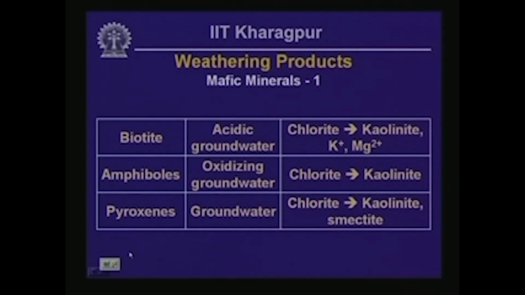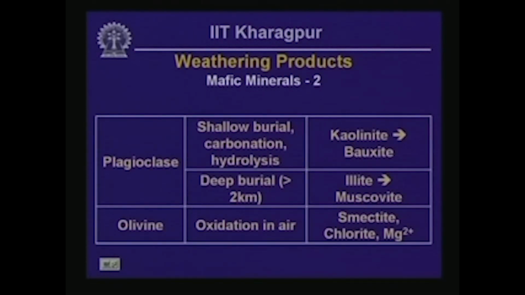Biotite mica can end up being chlorite mineral, and chlorites can in turn get weathered and lead to the development of kaolinite clay and release of potassium and magnesium ions. Then we could look at the weathering of amphibole mineral. In this case, the weathering products are again chlorite and kaolinite. Then pyroxenes also lead to the formation of chlorite, kaolinite and smectite. Those are the most abundant mafic minerals, which you may recall from the study that we did before on the mineralogical composition of rocks.